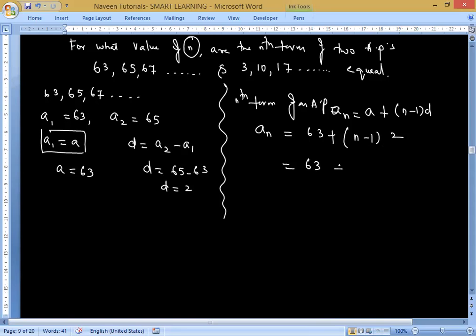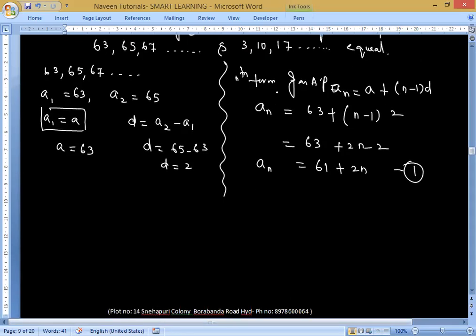Then 63, 2 into n is 2n, 2 into 1 is 2. Then 63 minus 2 is 61. 61 plus 2n. So this is An. This we consider as the first equation.